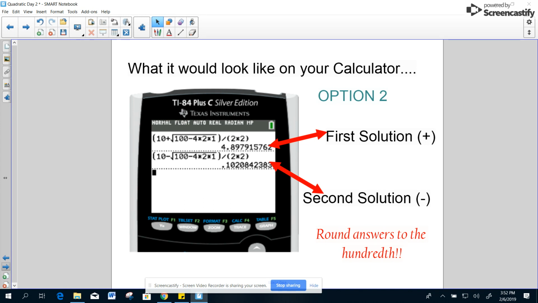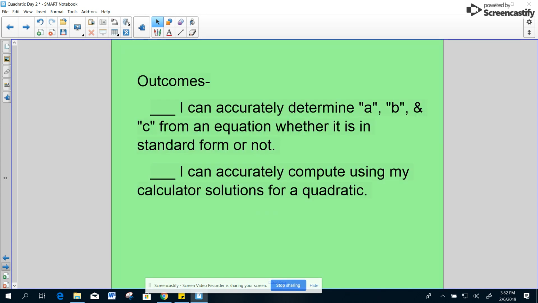That is it for our lesson today. Our outcomes are that we should accurately be able to determine A, B, and C from an equation, whether it is or is not in standard form. We should also be able to accurately compute, using your calculator, solutions for a quadratic. If you have additional questions, please stay tuned. I'm going to show the first problem of our maze.